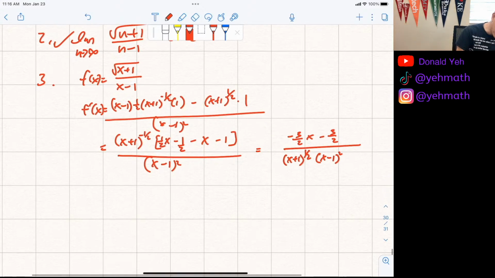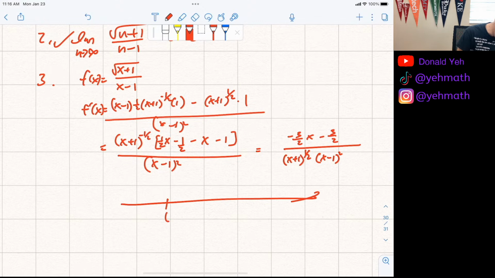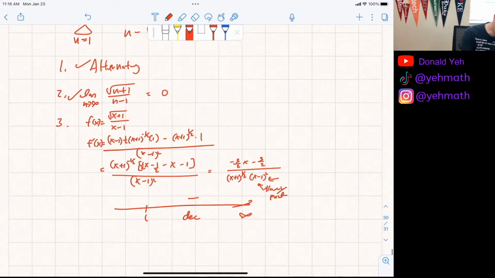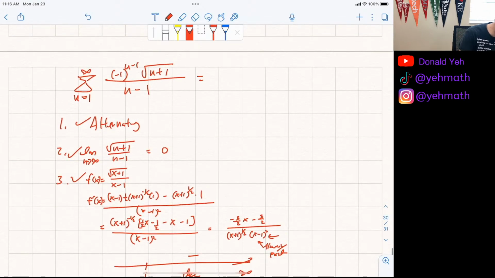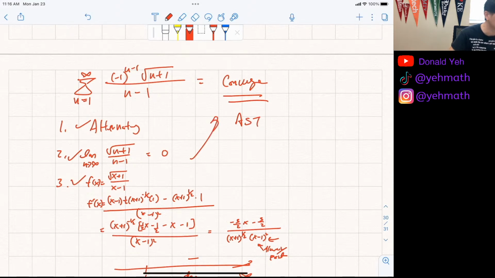Now, if I do a number line test from 1 to infinity, on the bottom it's always positive. Always positive down here, okay? And here I can plug in any number. It's always negative, so it's decreasing. So therefore, this particular case is going to converge because of the AST and those 3 conditions listed.